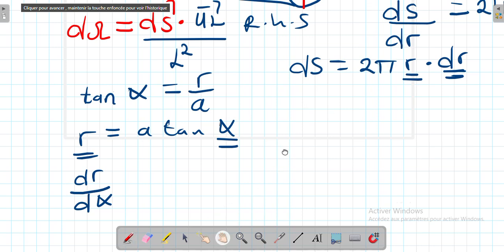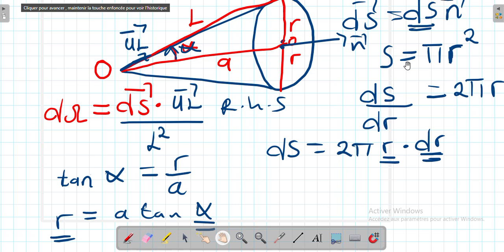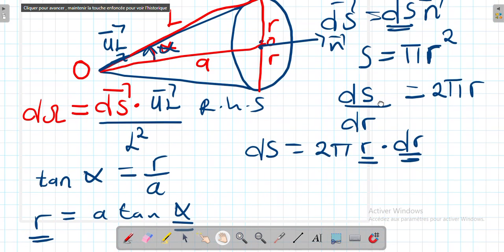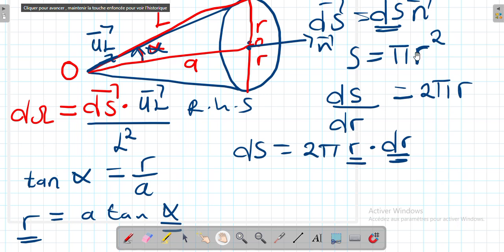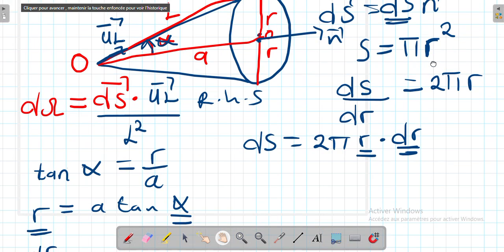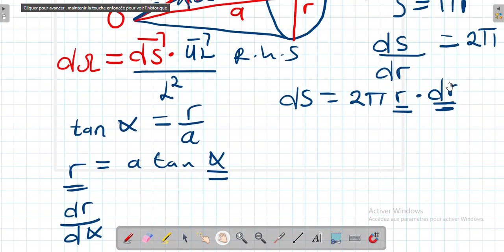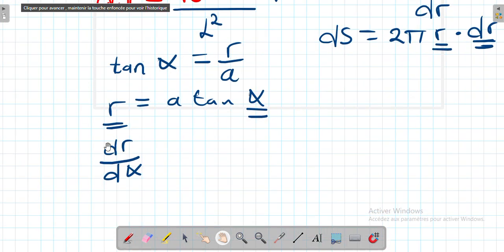The same way you did here when you had s, you know that s is equal to pi r squared. So you say ds over dr. For you to get that, you differentiate with respect to the variable. Now here what we want is dr. This is why we had dr over d alpha. You know what this is: differentiation. Now an interesting thing is a is a constant. Okay, so here you just need to know how to differentiate a tan alpha. Don't worry, you're going to get used to this.